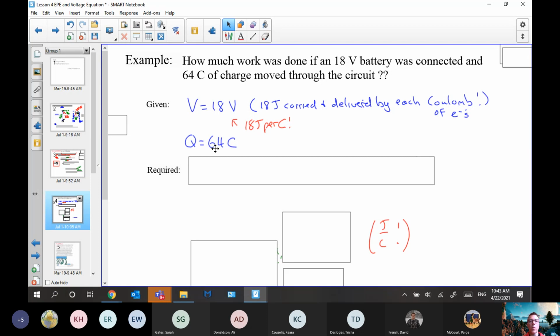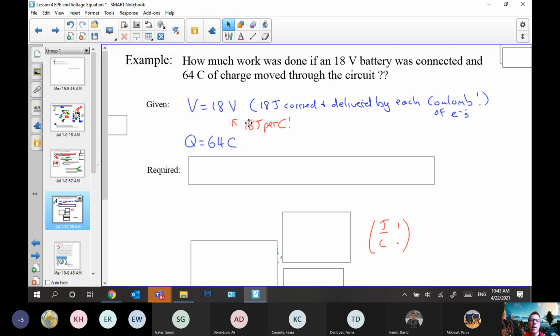Plus, you're told that 64 coulombs went through the circuit. And without even using a formula, I think it should be pretty obvious, right? If each of those 64 coulombs is delivering 18 joules, and if only 1 coulomb went through the circuit, then of course it would have delivered an 18 joule package of energy. If 2 go through, 2 18 joules go through. 64 coulombs go through, then we've got 64 groups of 18 joules going through.